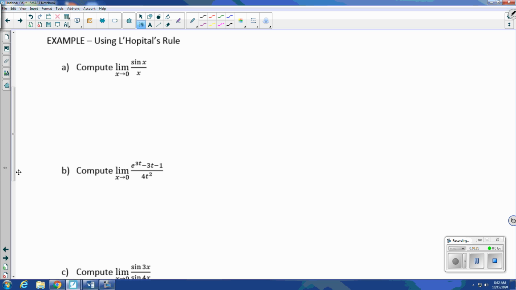Here's a limit that we asked you to memorize at the beginning of the year, but now we have the tool set to figure out what it should be using our derivative rules. Upon initial evaluation, sine of 0 is 0, x at 0 is 0. So I see 0 over 0, I can apply L'Hopital's rule to determine the limit. This becomes the limit as x approaches 0 of the derivative of the top, which is cosine, over the derivative of the bottom, which is 1. Reevaluate. Cosine of 0 is 1, over 1 is 1.